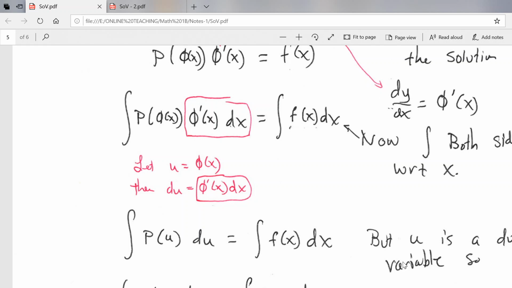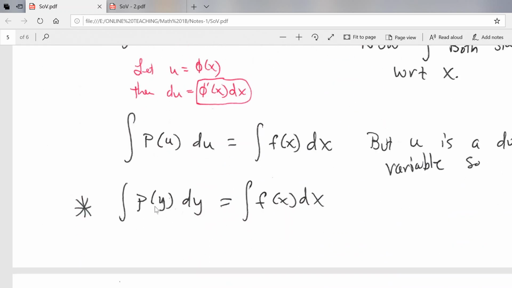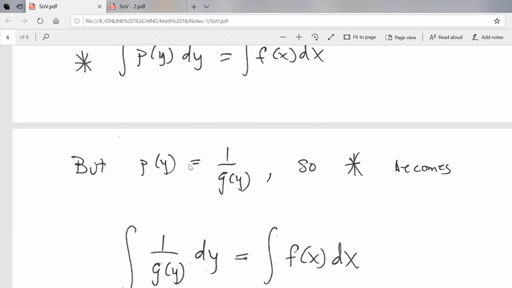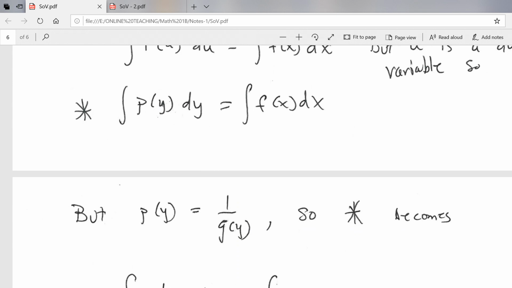But u is just a dummy variable. And so it doesn't matter. The integral p of u du is the same as the integral p of y dy, is the same as the integral p of z dz. It's the same as the integral of p of smiley face d smiley face. But remember what p of y was early on. P of y was 1 over g of y. So we get 1 over g of y dy equals f of x dx, and then we integrate both sides.